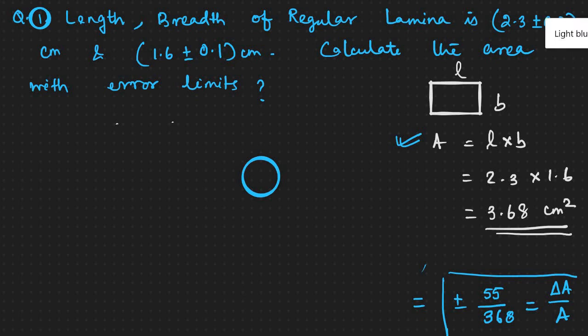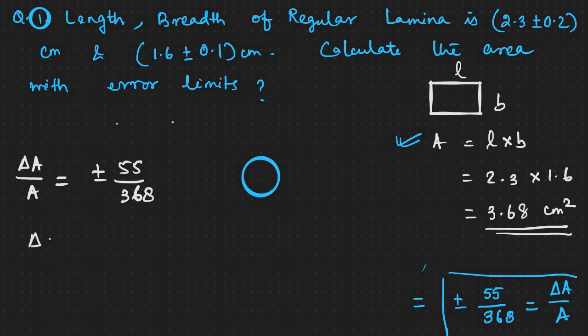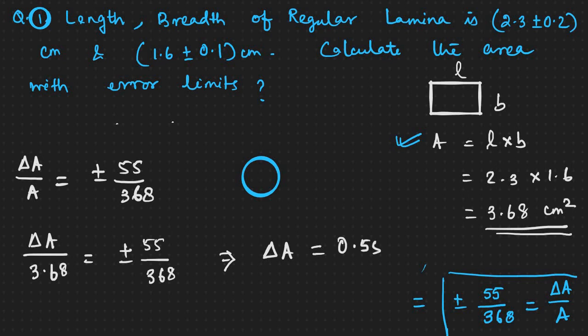Okay. So what did I say? I said that del A by A equals plus minus 55 by 368. But what is the value of A? 3.68. So I can simply write it as del A by 3.68 equals plus minus 55 by 368. Okay. Now if I solve, I can take del A as 0.55 plus minus. The error will be this much. Okay, the relative error will be this much.